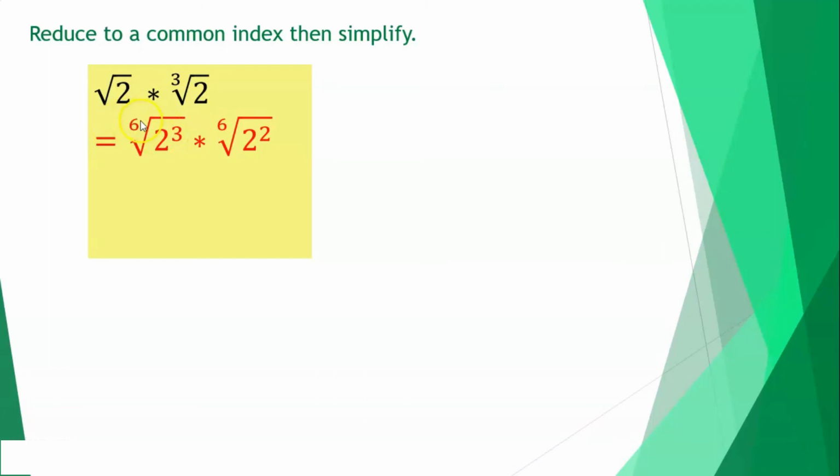So, how to do it? 6 divided by 2, we will get 3. And 6 divided by 3, we will get 2 here. So, at this point, the indexes are equal. So, copy the index and multiply the radicands. So, 6th root of 2 cubed times 2 to the power of 2. So, multiply them, the same base, so add the exponents. So, this would be 6th root of 2, 3 plus 2, so that would become 5.